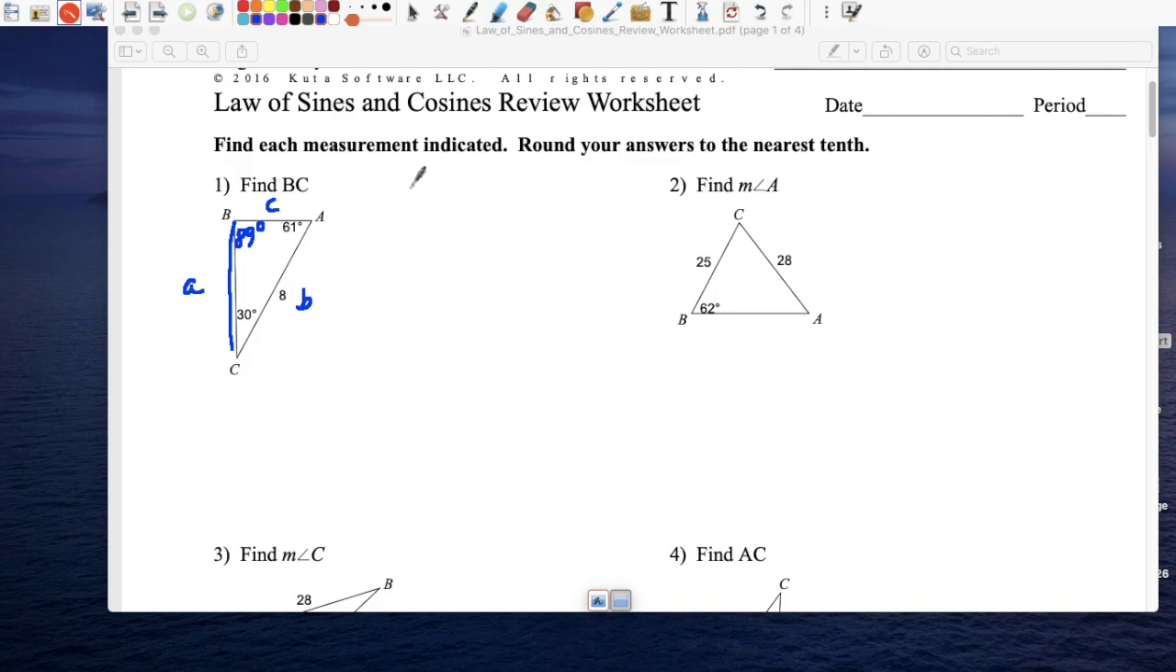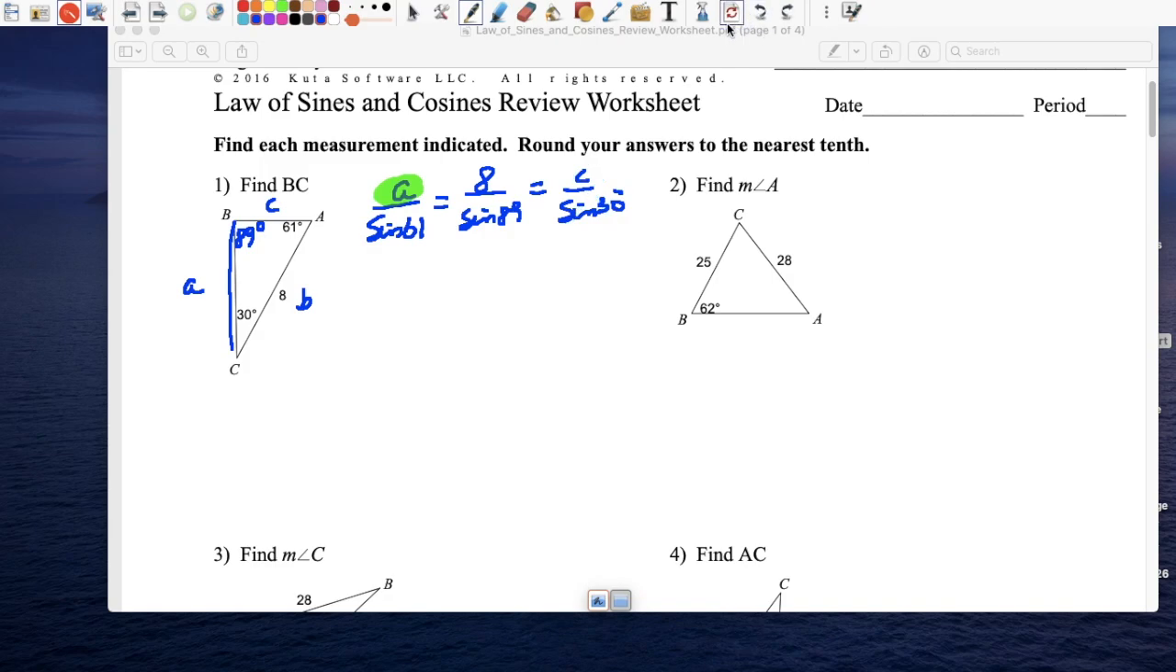So if you use law of sines, you're going to say a over sine of 61 equals b, which is 8, over sine of 89, and then equals c, which I don't know, over sine of 30. And let me highlight what we want. According to this problem, we're only interested in this guy here. So I don't care about this. I'm going to cross it. Hopefully you don't do that. Don't make it messy. Just to show you that I don't need that. That question's not asking us.